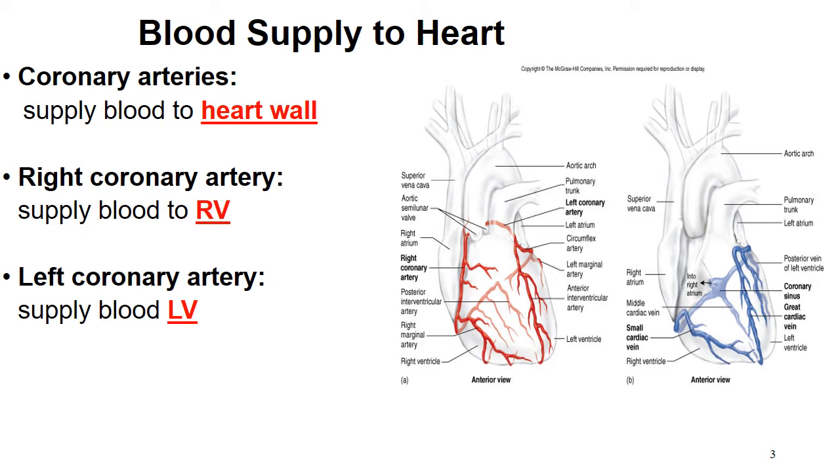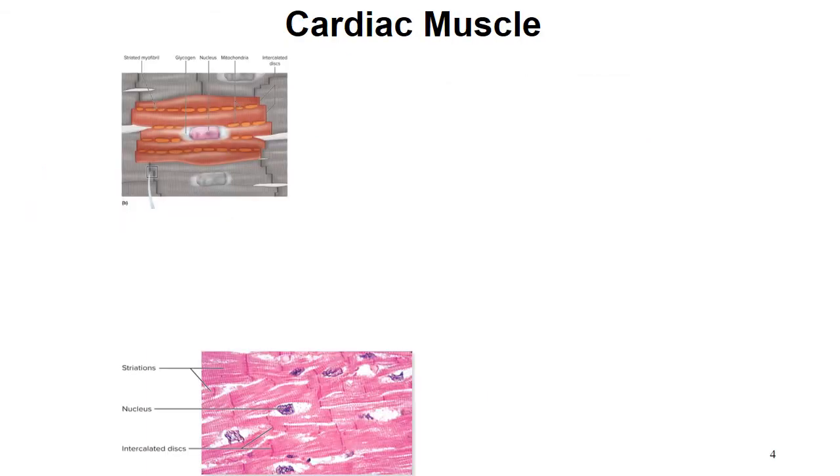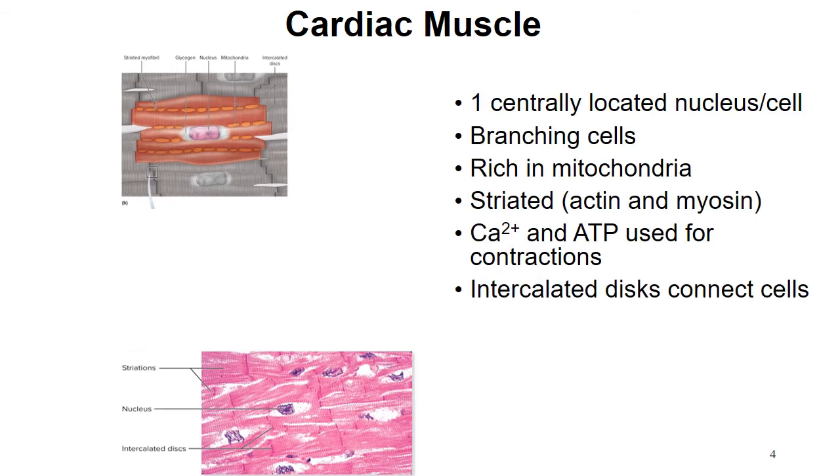You should recall that arteries carry blood away from the heart, supplying blood to different structures, and veins are carrying blood towards the heart from a previous structure. Let's go back to that picture that I skipped, sorry. Let's go back to that middle picture.